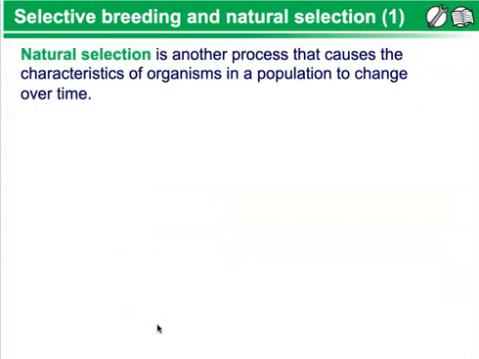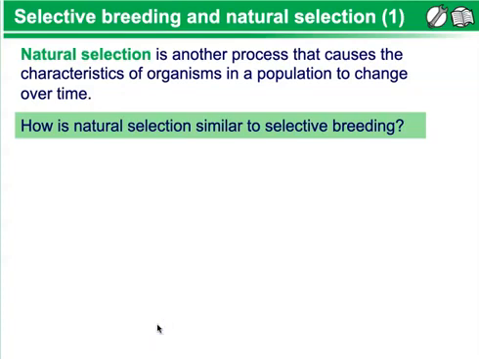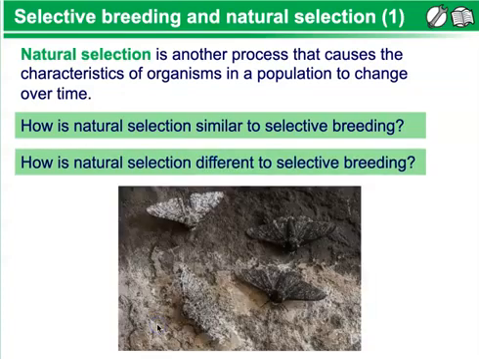Selective breeding and natural selection. Natural selection is another process that causes the characteristics of organisms in a population to change over time. So how is natural selection similar to selective breeding? How is natural selection different to selective breeding?